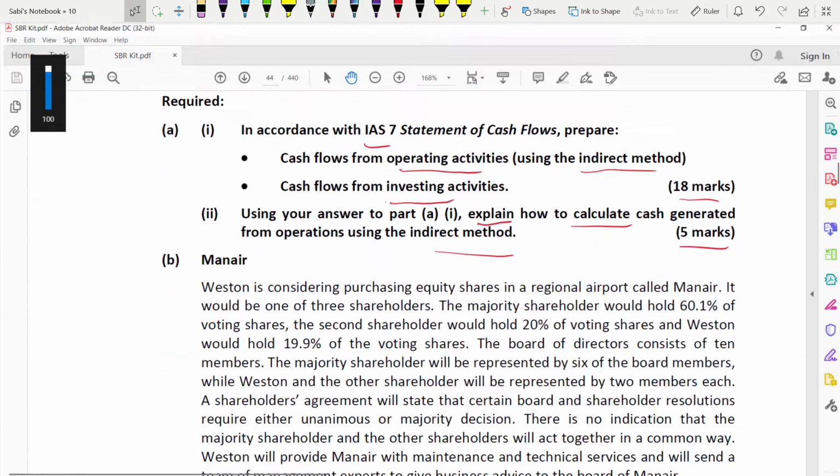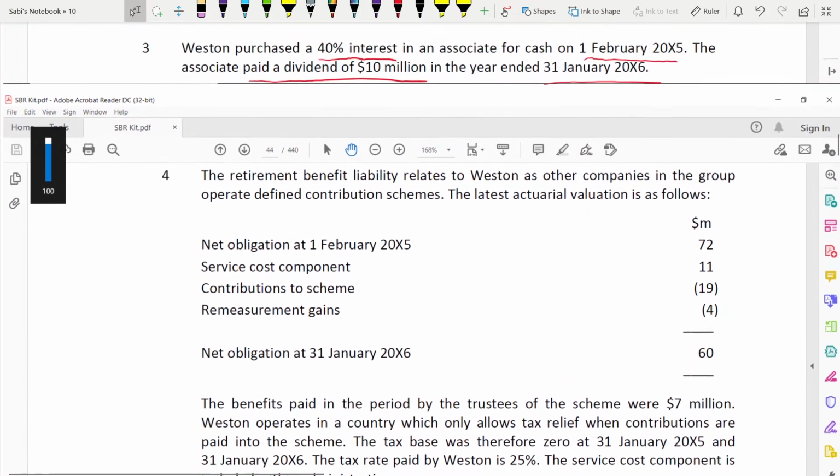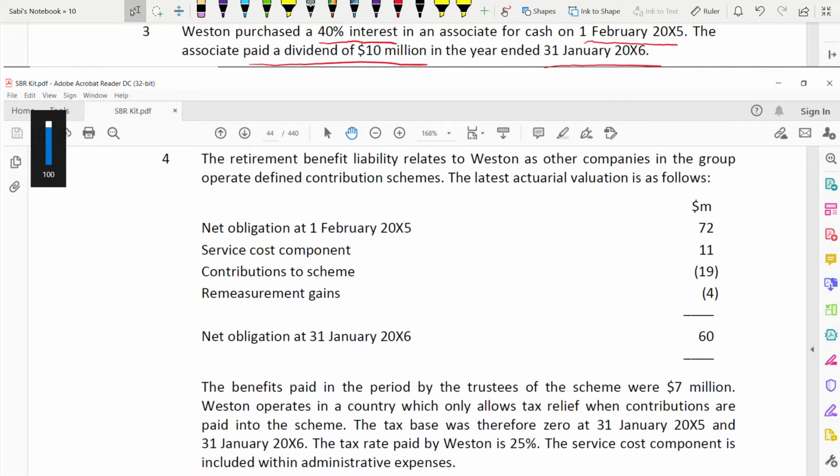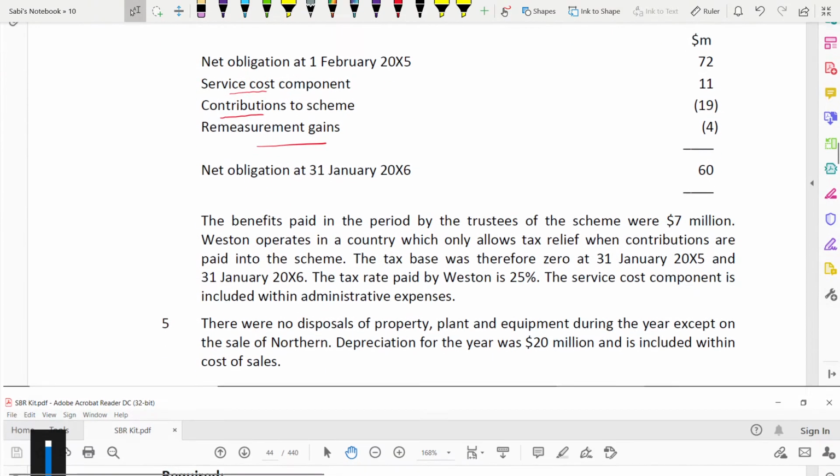Number 4 is relating to the retirement benefit liability. It relates to Weston, as other companies in the group operate defined contribution schemes. The latest actual valuation is as follows. So you have been given net obligation, service cost, you add contribution to scheme, you deduct remeasurement gains. All those things are given for you to find out this contribution, number 1, and the remeasurement gain and the service cost. All those things are needed for your cash generated from operations. Okay, the figure. That's why they give you the breakdown.